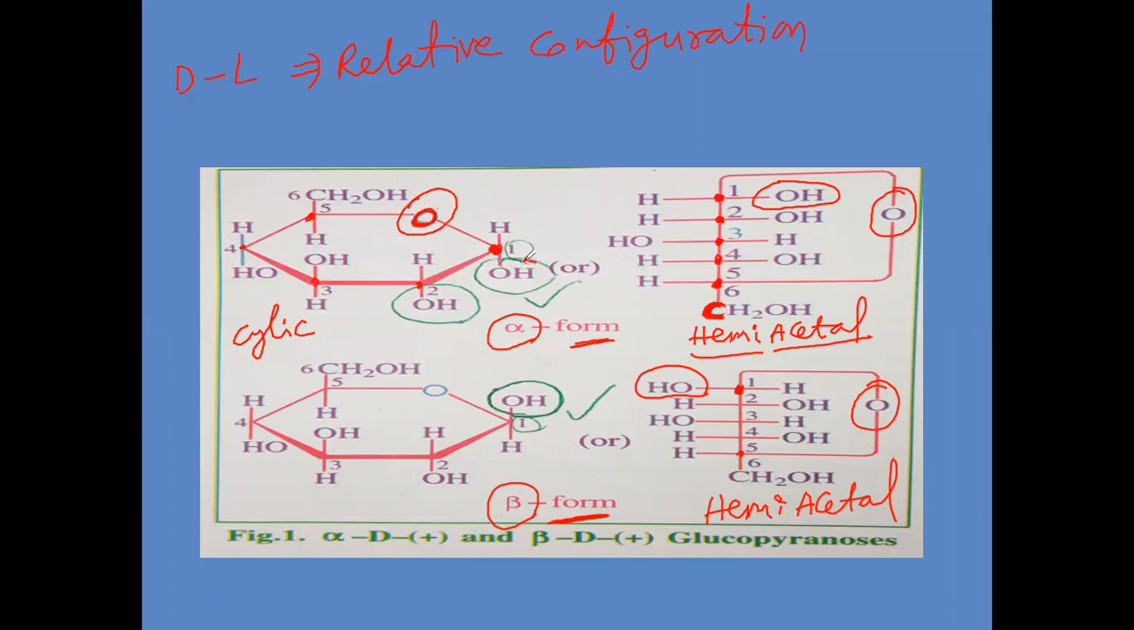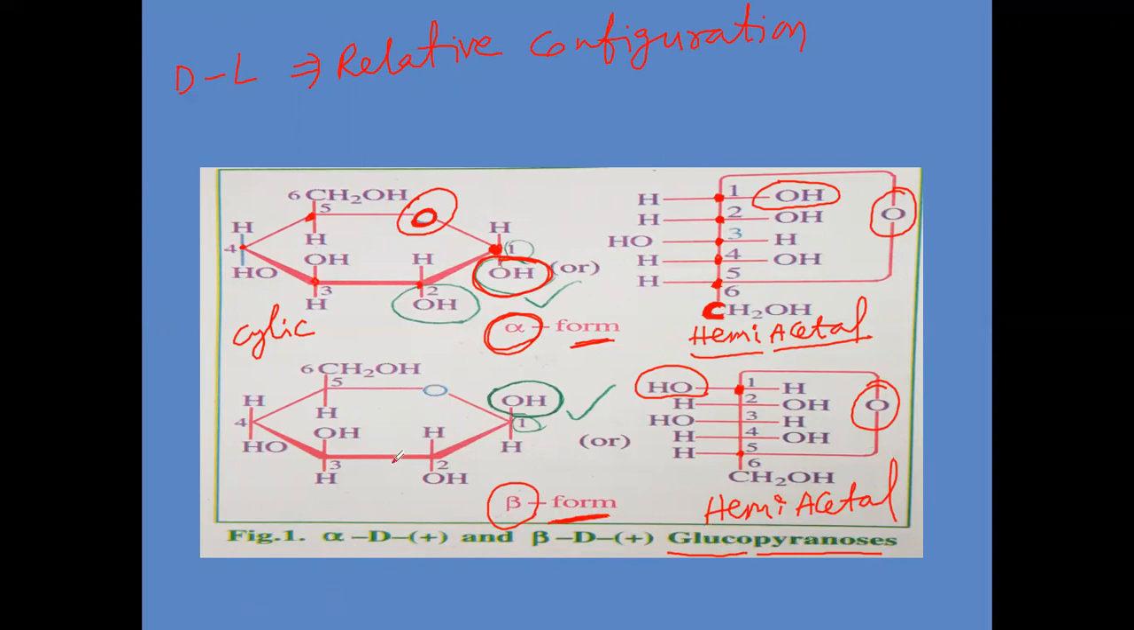So we always have to check this position on the first atom. On the first carbon, if the OH group is below the ring, below the plane, that should be taken as alpha form. Alpha form we have taken. It is alpha glucose. And instead of glucose, now we have to use the word glucopyranose. What is the name of this? Instead of glucose, what do we have to say? Glucopyranose.